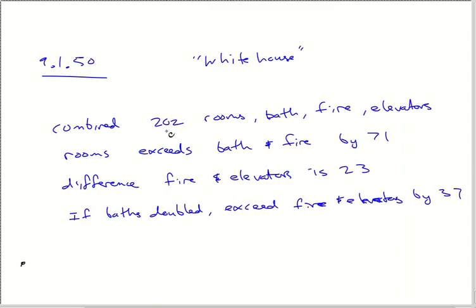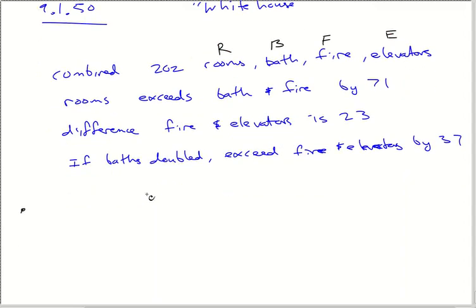Combined, I have 202 rooms, bathrooms, fireplaces, elevators. What if I just do R, B, F, and E? Sounds good enough. Combined means add. And so I'm going to say rooms plus bathrooms plus fireplaces plus elevators is equal to 202. Next sentence, my rooms exceeds bathrooms and fireplaces by 71. That means that my rooms should be equal to, exceeds equals here, bath plus the fireplace plus an additional 71. That's why the rooms exceeds this amount by that much.